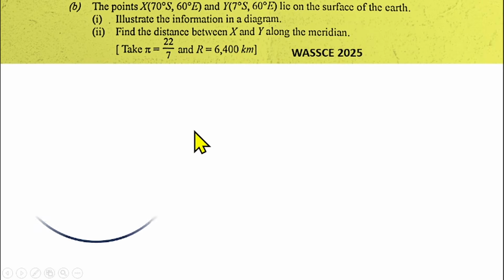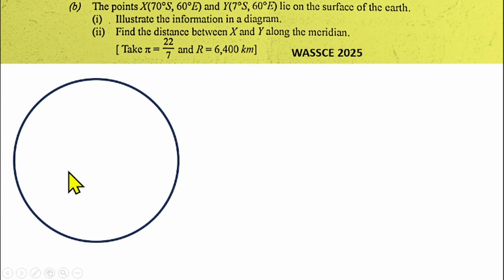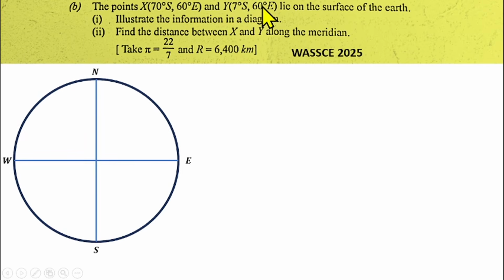Now you have to draw the diagram first. So I'll draw a circle to represent the Earth's surface. Then I'll draw my cardinal points. From there, both point X and point Y are on the same longitude, which is 60 degrees east. So what do we do? Locate that longitude first. So 60 degrees east, that will be 60 degrees here. You draw the longitude, and that will give us 60 degrees east.